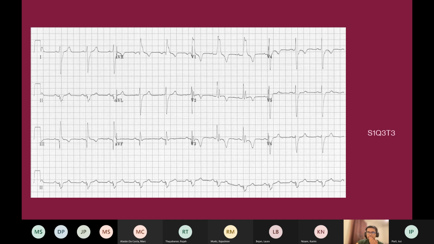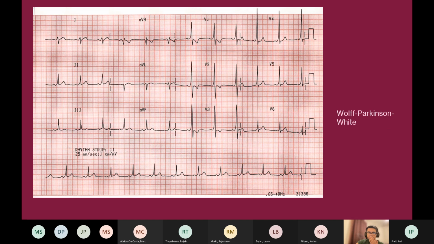T wave inversion in V1 to V3. So hold on. V1, V2, and T wave inversion. It depends on the age of the person this ECG was taken from. You can get T wave inversion in leads V1 to V3, particularly in pediatrics and in persistent juvenile T-wave inversion. So it could be a benign thing, but good spot.